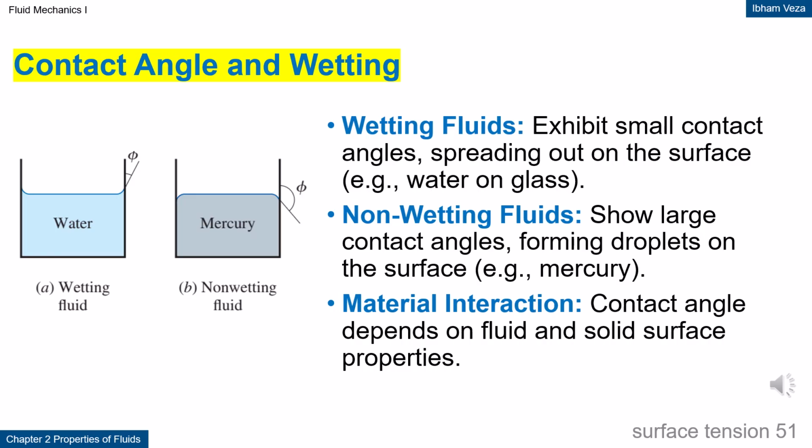Contact angle and wetting. The contact angle indicates how well a fluid wets a solid surface. Wetting fluids, such as water on glass, have a small contact angle and tend to spread. Non-wetting fluids, such as mercury, have a large contact angle and form droplets. The value of the contact angle depends on the interaction between the fluid and the solid surface. This concept is very important in coating processes, cleaning, and microfluidics.